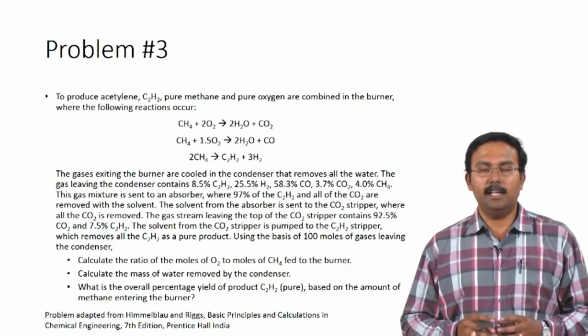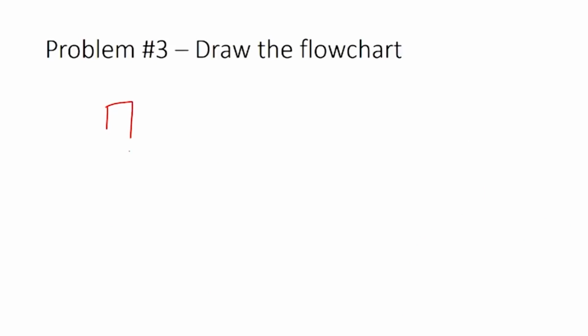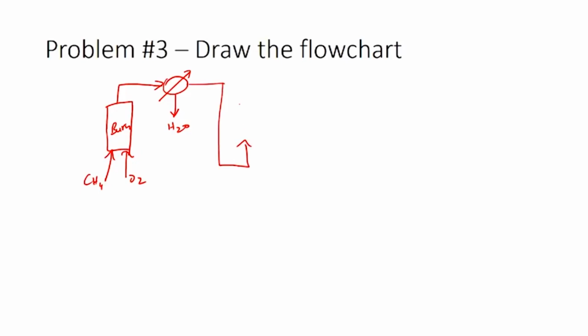Let us try to gather all the information and draw the flow chart for this system. The problem statement gives us that there is a burner to which methane and oxygen are fed. So, you have methane and oxygen fed to the burner. So, the reactions which have been stated happen within this burner, which is the reactor, and the gases which come out are sent to a condenser. So, in this condenser water is removed, all the water vapor which is leaving the burner is removed as liquid water from the condenser. The non-condensable components are then sent to an absorber.